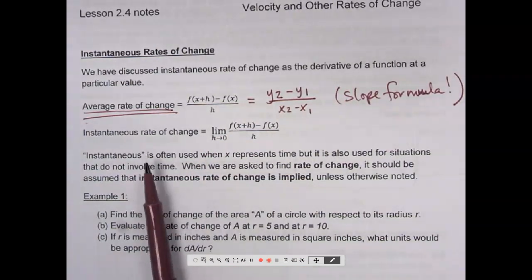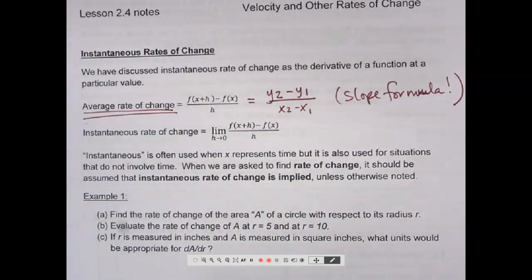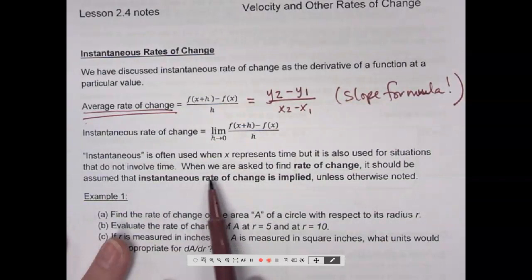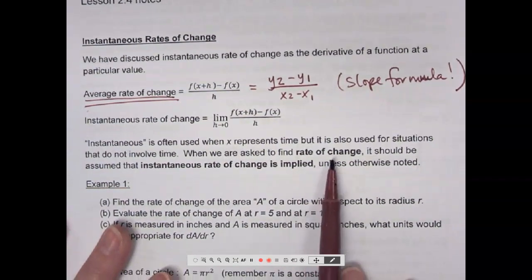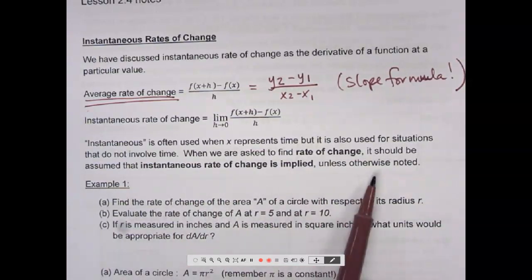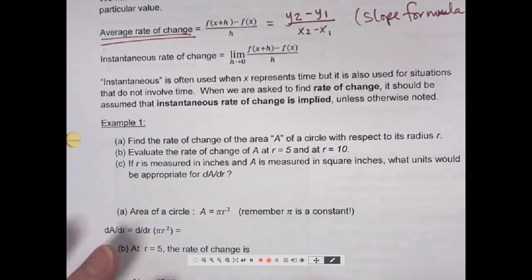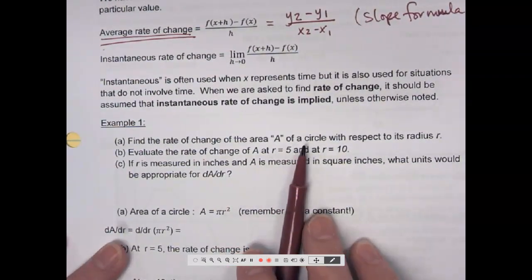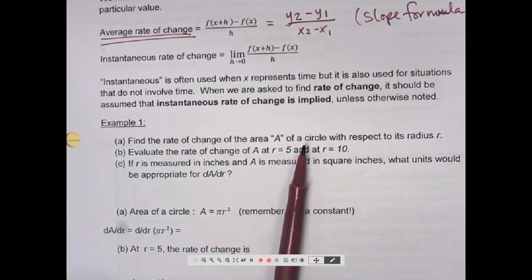Instantaneous is often used when x represents time, but it is also used for situations that do not involve time. When we are asked to find the rate of change, it should be assumed that instantaneous is implied unless otherwise noted. Okay, so find the rate of change of the area A of a circle with respect to its radius. What is our formula for area of a circle?